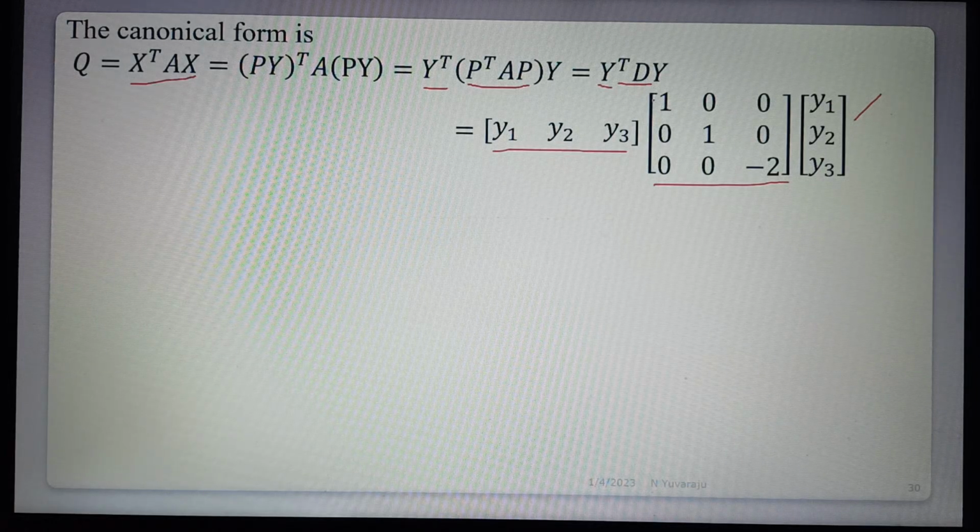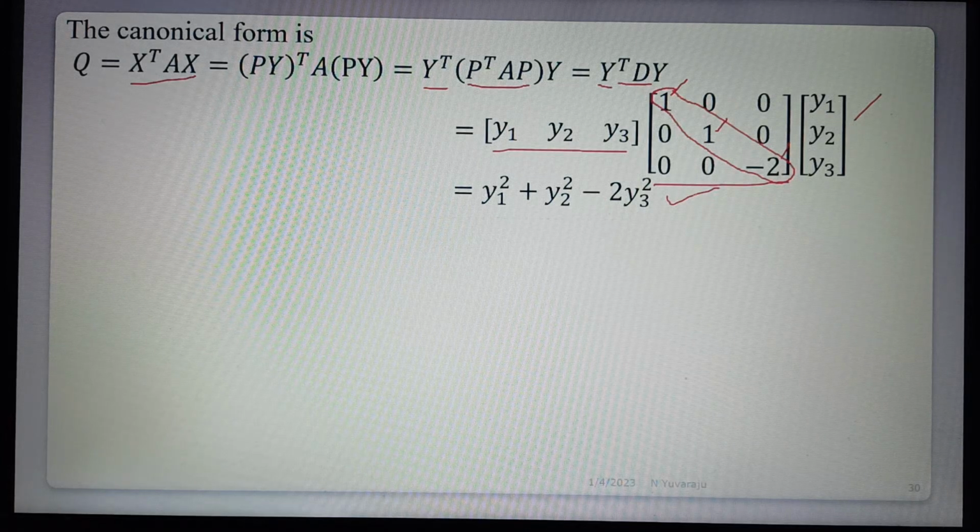So now the multiplication involves only the diagonal elements. The diagonal elements are the coefficients of the squares of the variables. The first is the y1 square coefficient, this is the y2 square coefficient, this is the y3 square coefficient, that is equal to y1 square plus y2 square minus 2y3 square. This is the canonical form.